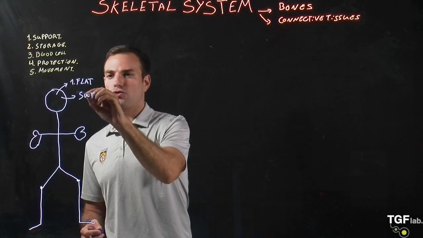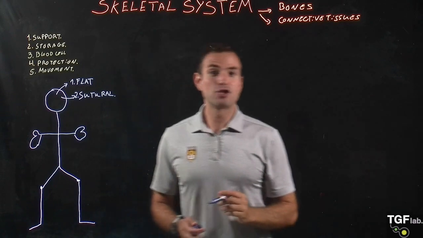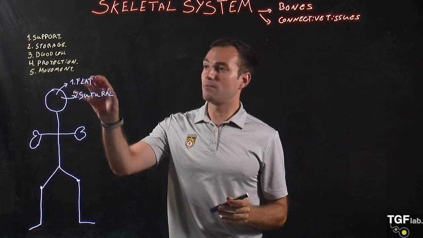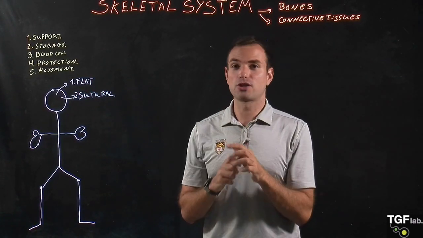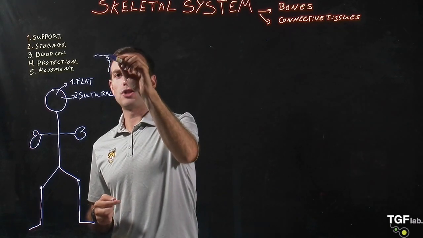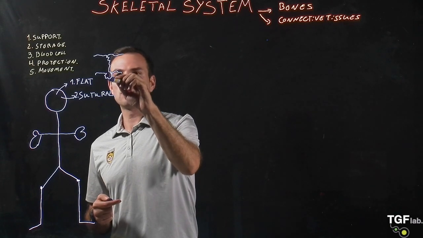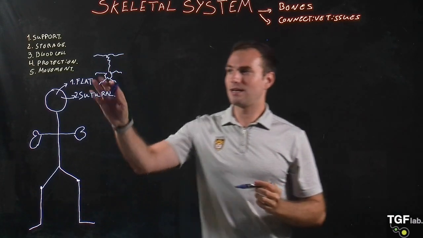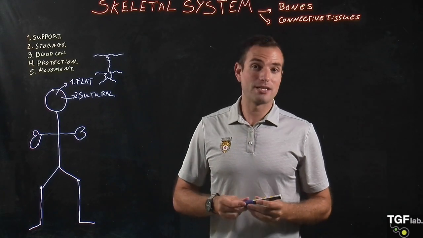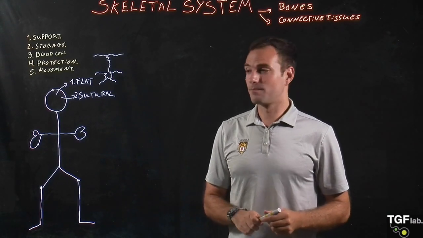Then we have the sutural bones. The sutural bones are bones that are going to be between the flat bones in our skull. The flat bones are connected to each other through these sutures. And there are small bones that are going to be between different flat bones, between the sutures, so that's why they are called sutural bones, and they are very similar to the flat bones.